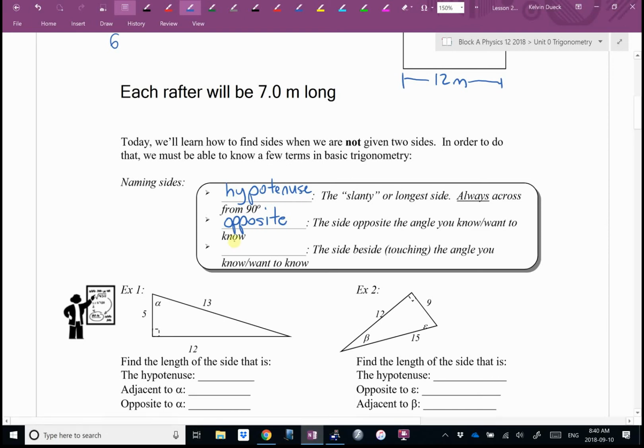The third side we call the adjacent side. The word adjacent means beside. Right now, Johnny and Will, I keep saying William, Johnny and Will are beside each other. It's the side that's touching the angle that we know or that we want to know.